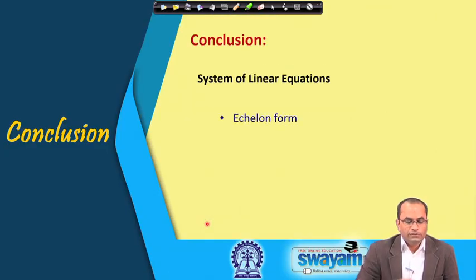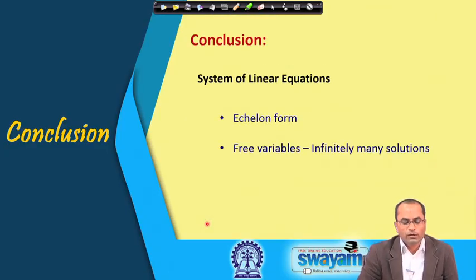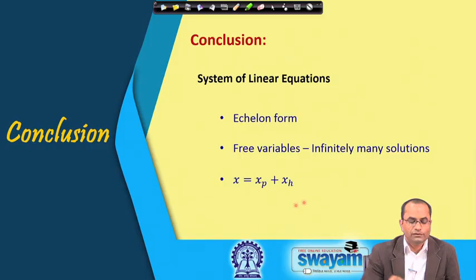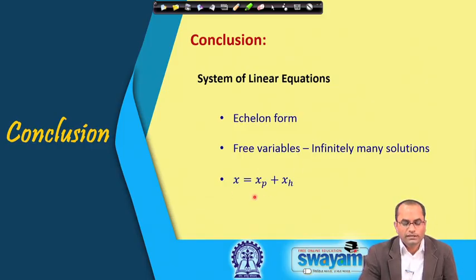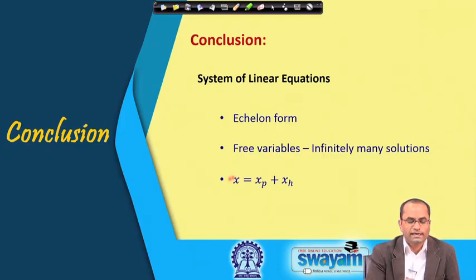And the conclusion here: for the system of equations, the echelon form was very important, and we have introduced this concept of the free variable, and that leads to infinitely many solutions. And the solution of a non-homogeneous system of equations has this special structure, that we get this xp which satisfies the given Ax is equal to b, and we have a part xh which satisfies Ax is equal to 0, and as a whole this x also satisfies Ax is equal to b.